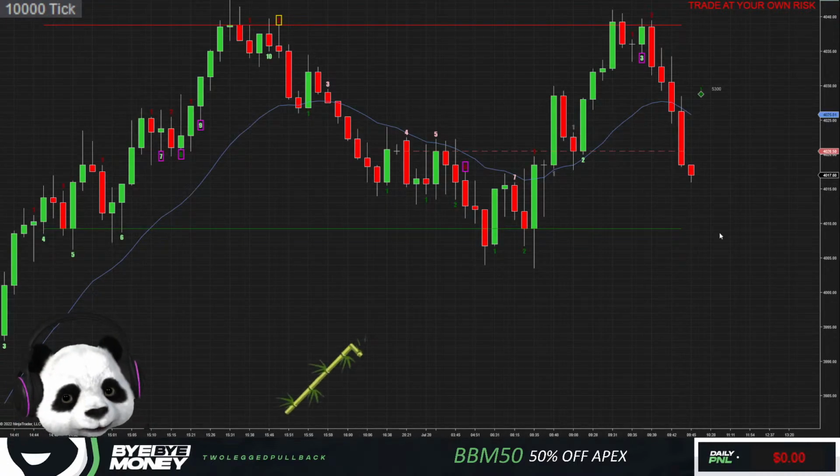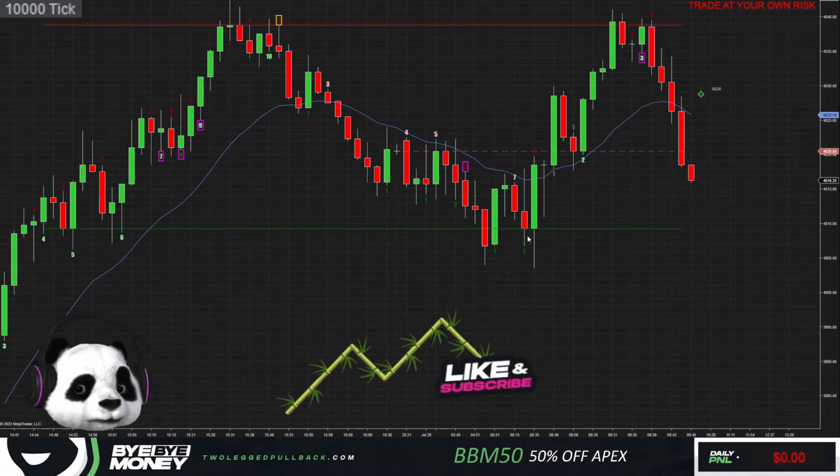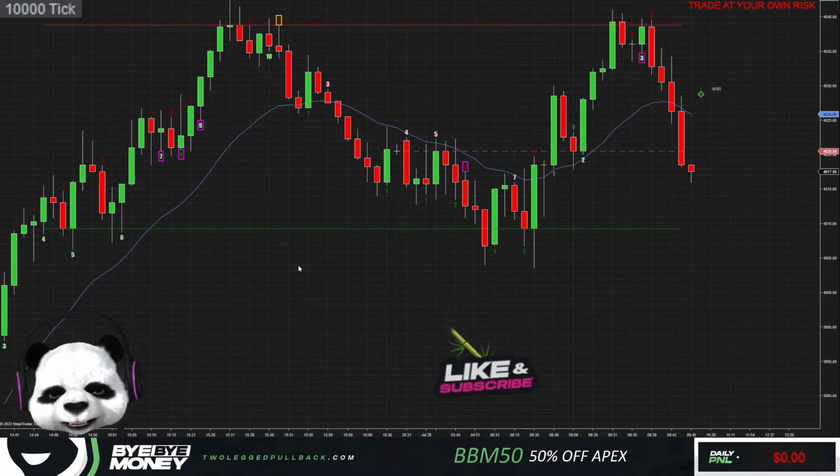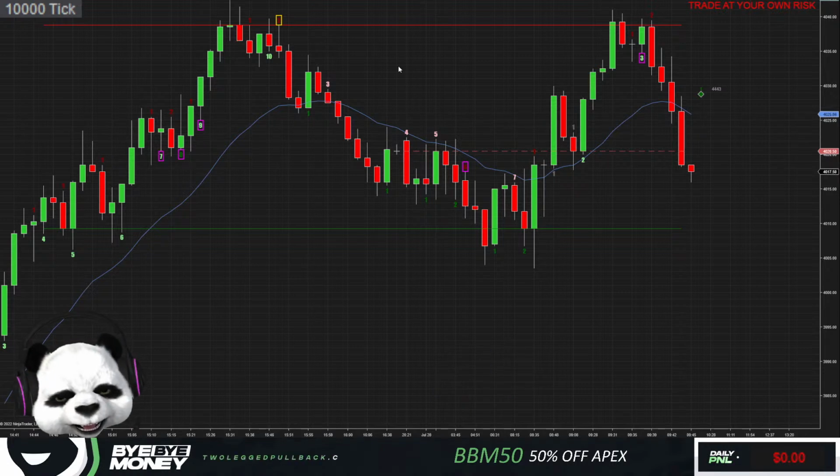10,000 tick chart. What do we have here now? Oh my. The 10,000 tick chart has been making a trading range ever since yesterday. And we hit the top of it. And it came with a failed trap.